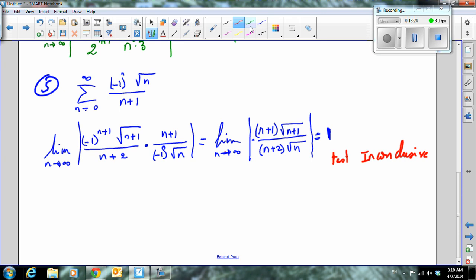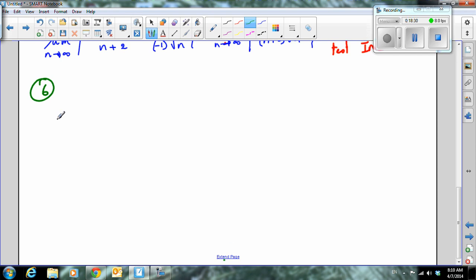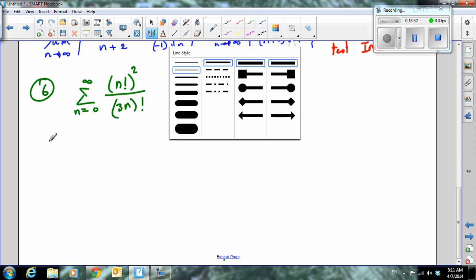Let's do one last one. The last one, I'll call that 6. This is the sum, n equals 0 to infinity, of n factorial. Let's make it a little bit different. N factorial squared over 3n, the whole thing factorial. All right, I'll once again go straight to the limit.